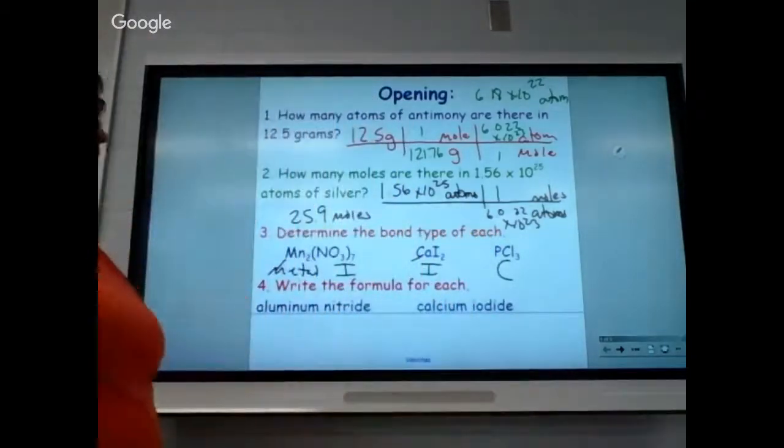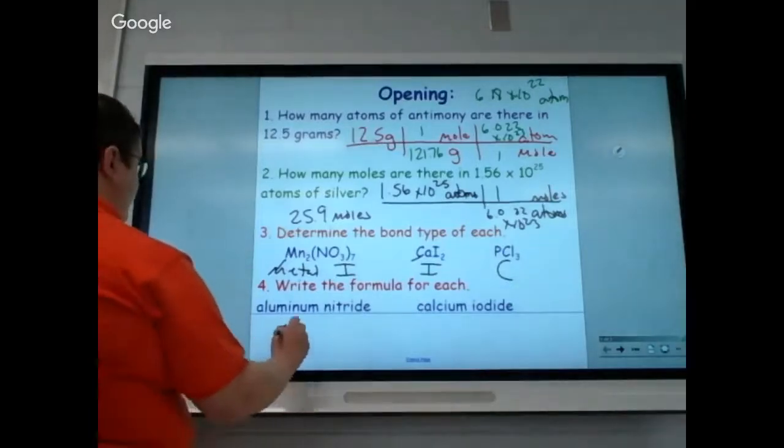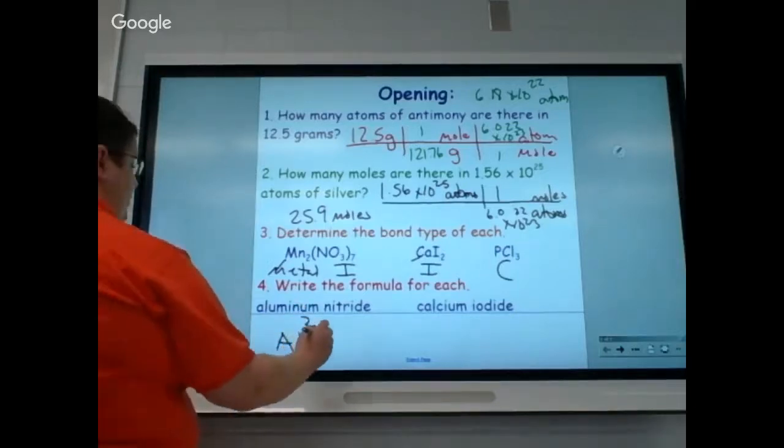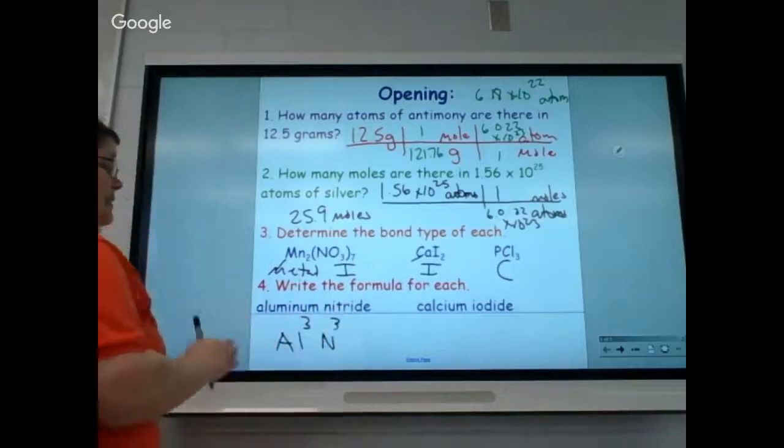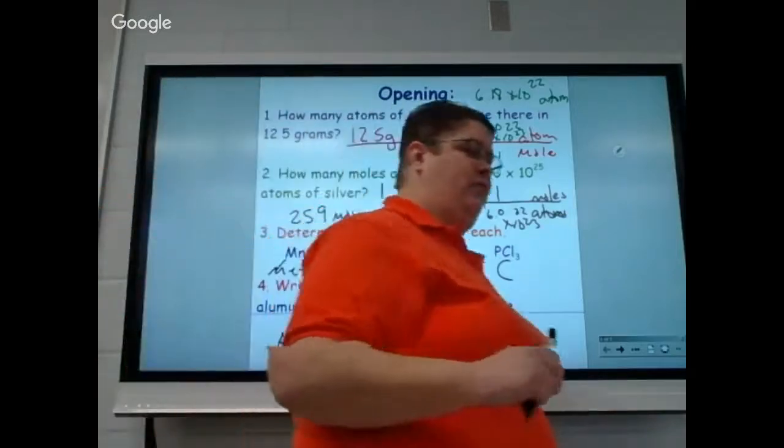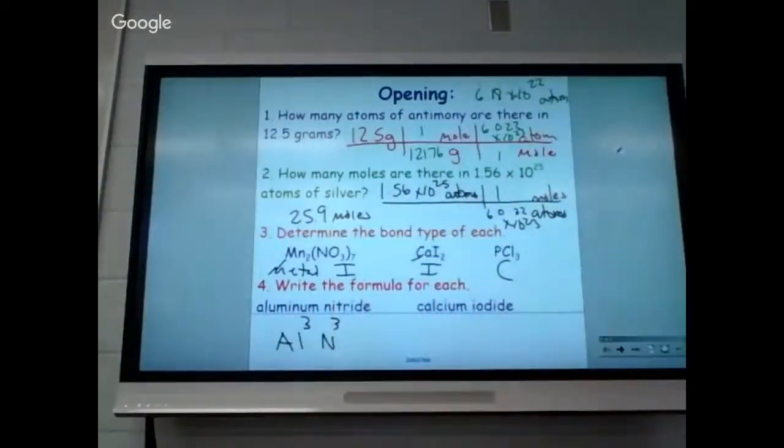And I asked you to write the formula in number 4. So Al has what oxidation number? 3. And N, nitride, has a 3 also. It has several oxidation numbers written there that we talked about yesterday. And the rule is if it's last, it has to have what oxidation number? A negative. And that's why we narrowed it to a -3. Did everybody remember that? Okay.